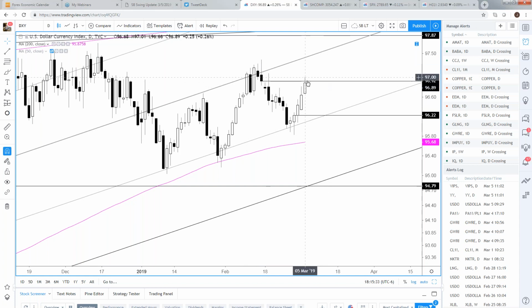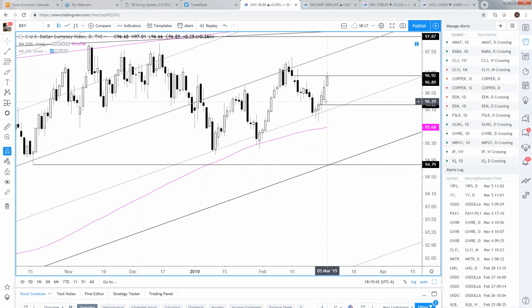And if we were to pull back from here, your support would actually be the low day close of that bar, which is right here. That would be 96.22. This will be much better illustrated when we look at the euro, which has actually been a bit weaker than DXY has been stronger.